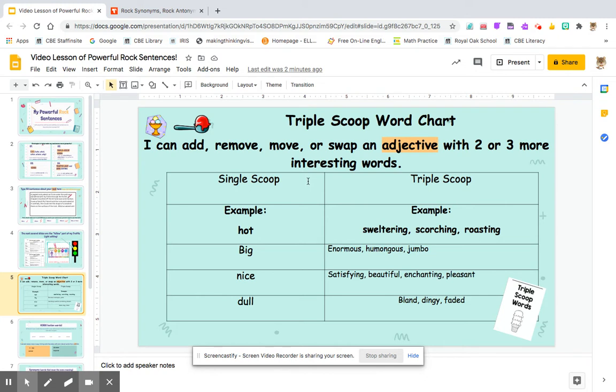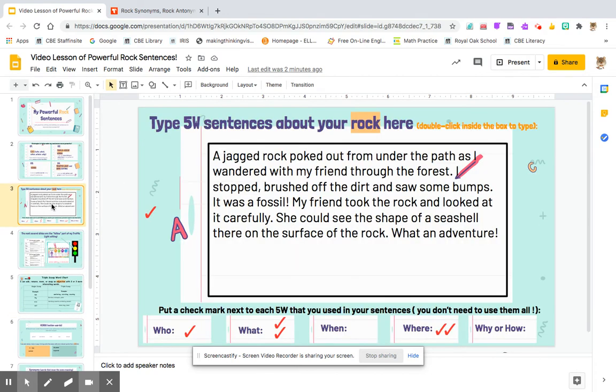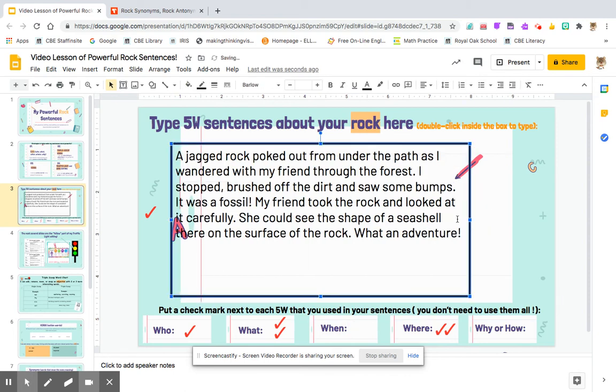So when we do this work, what I would like you to actually do is take this initial sentence, or these first sentences that you wrote. I would like you to, whoops, I accidentally moved this over.